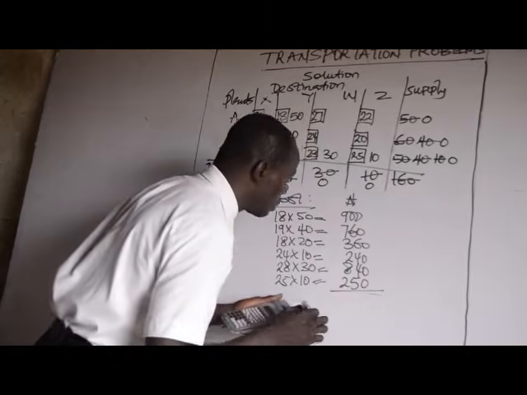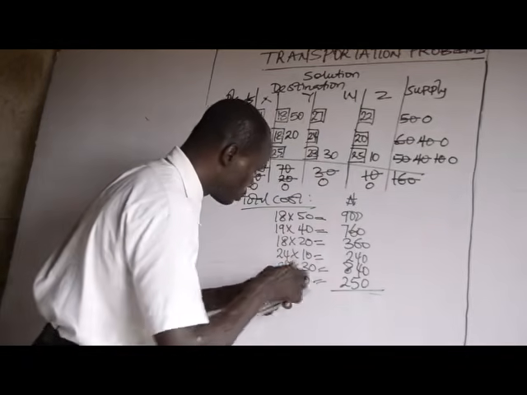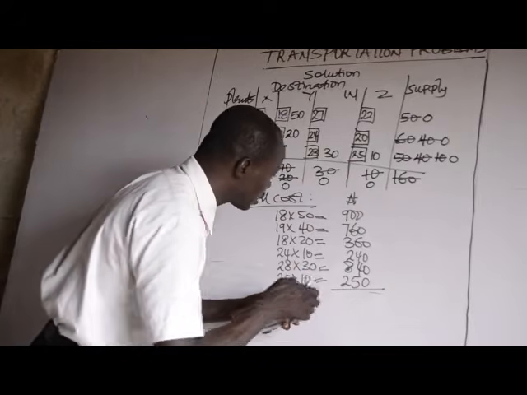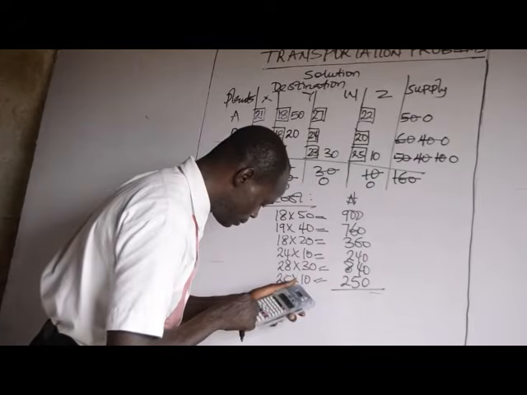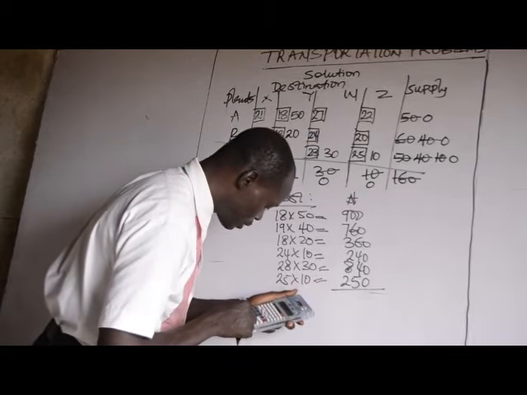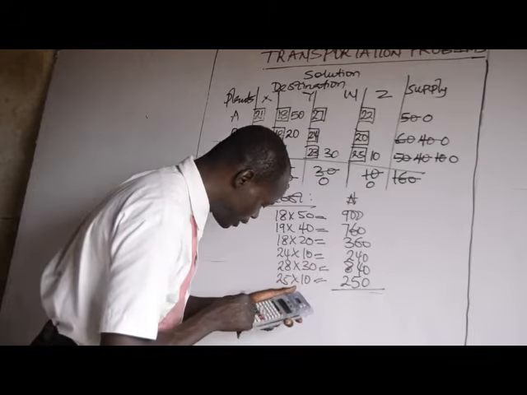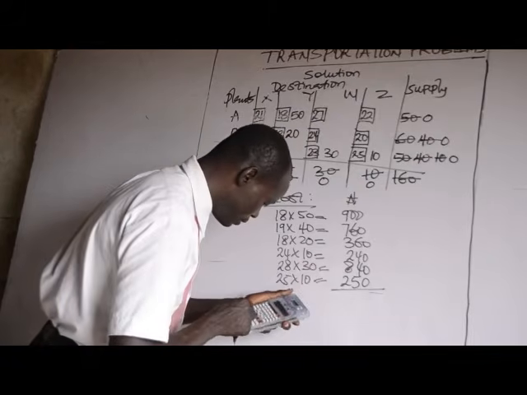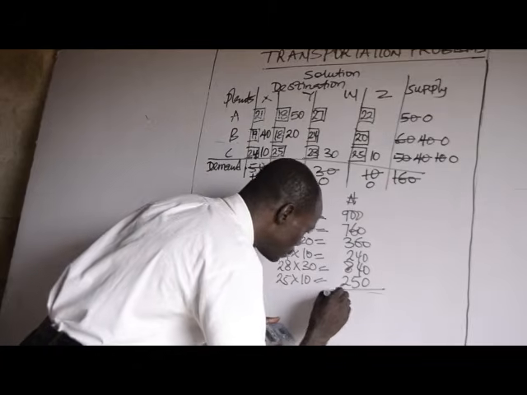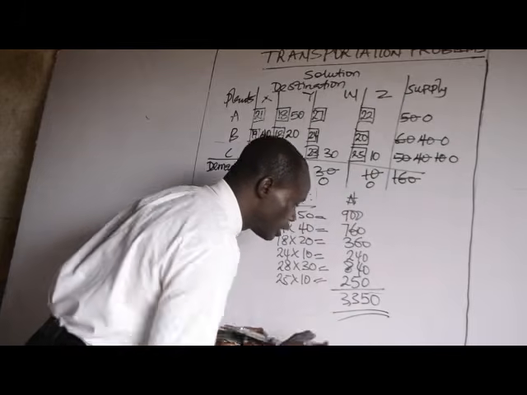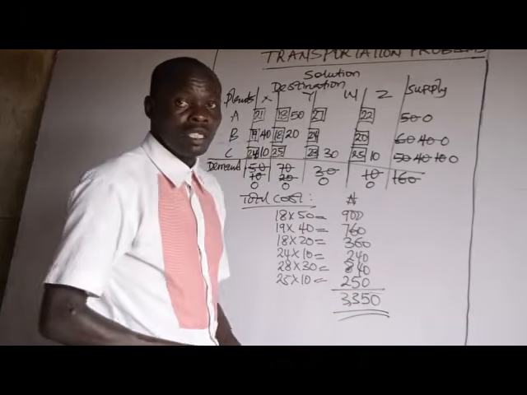So we now sum it up. 900 plus 760 plus 360 plus 240 plus 840 plus 250. So we have 3,350. The cost of transportation is 3,350.